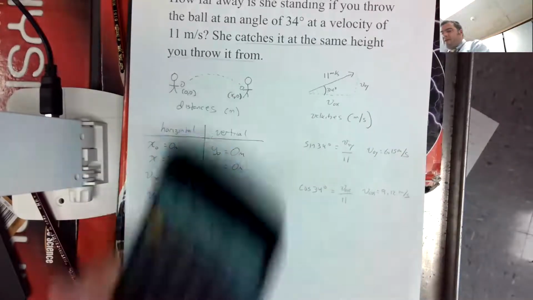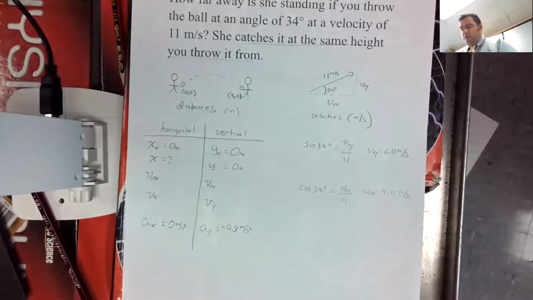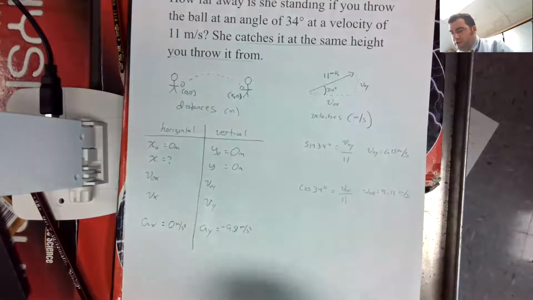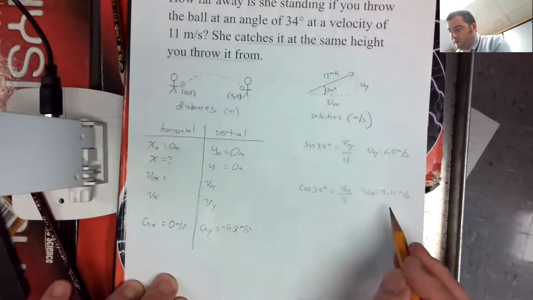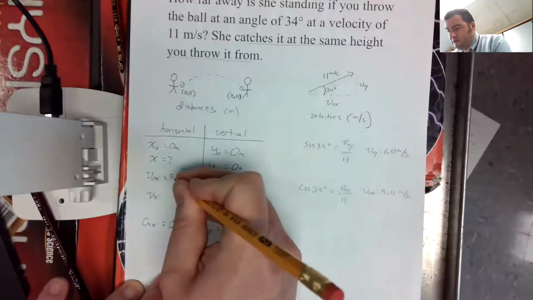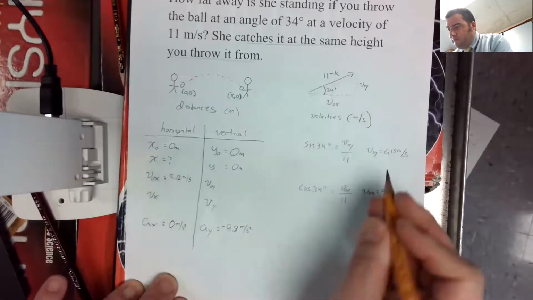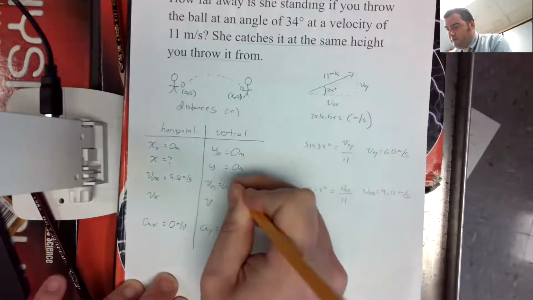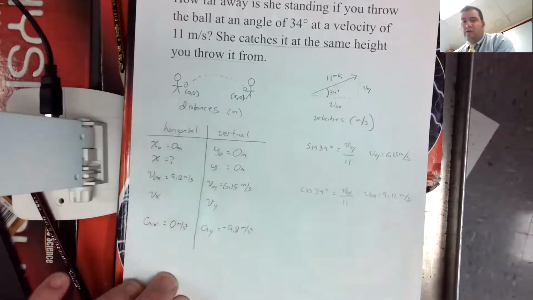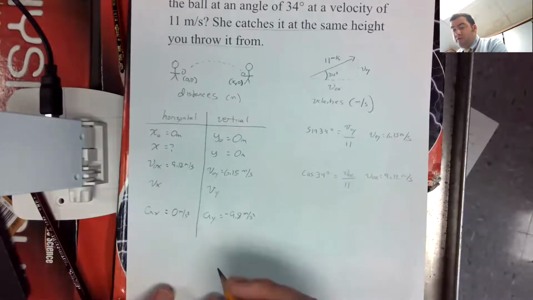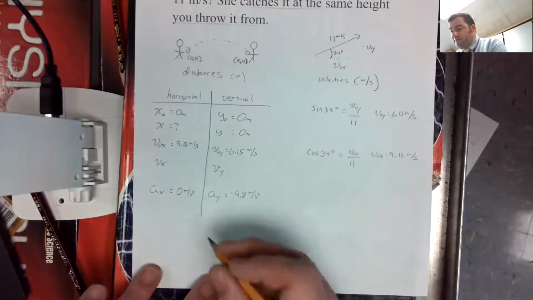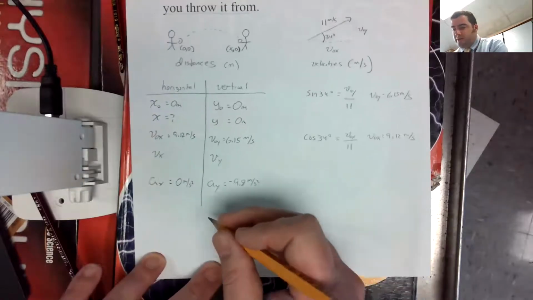So now we can go back and fill out our table. V0x is, this is actually tricky, make sure you put the right one in the right place. V0x is 9.12. V0y is 6.15. All right, almost done. The last thing you need to do is an equation for x and an equation for y, like we would in any projectile problem.